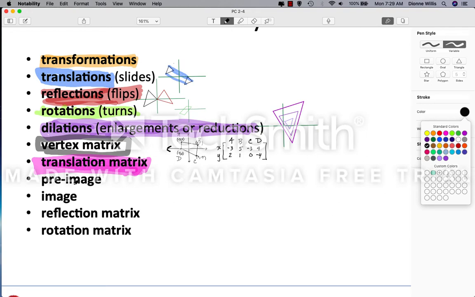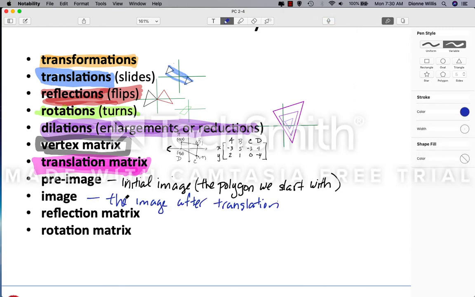The pre-image is the image you begin with, and the image is the image that you end with. So the pre-image is where you start, the image is where we end. And these final two phrases, the reflection matrix and the rotation matrix, both of those are going to be matrices. Again, they'll be listed below, that you'll use to do exactly that.